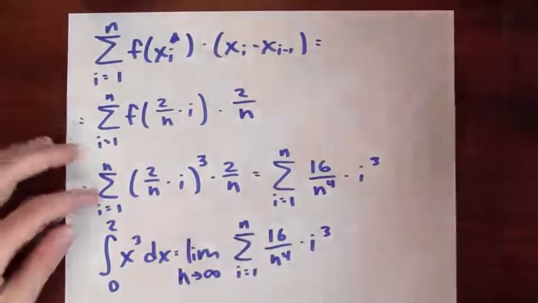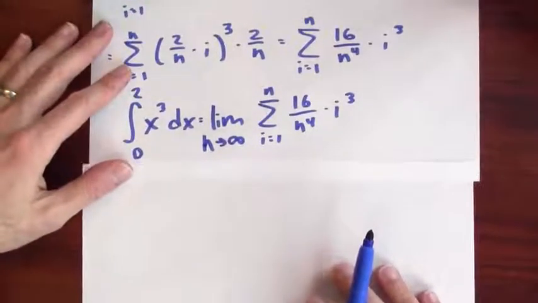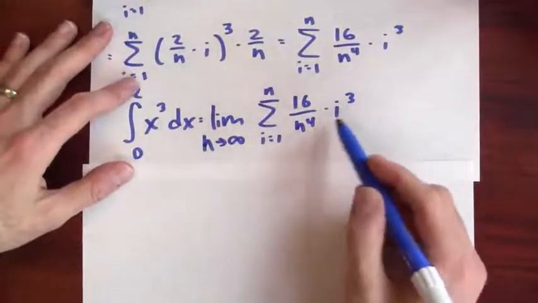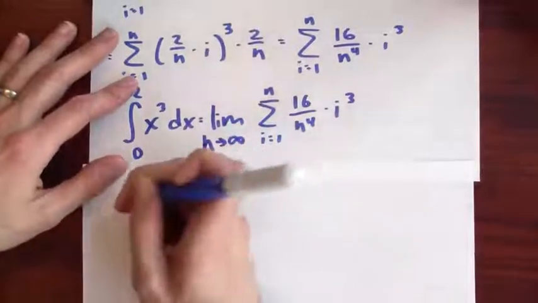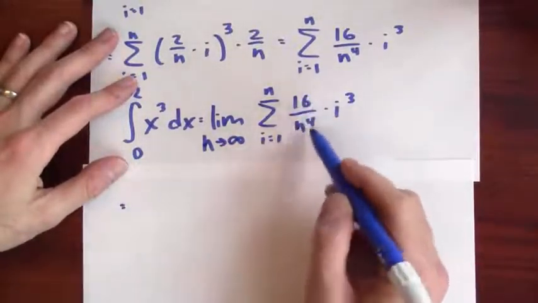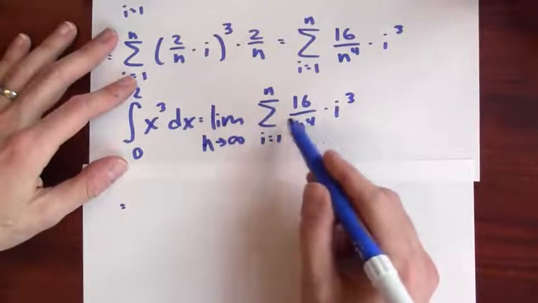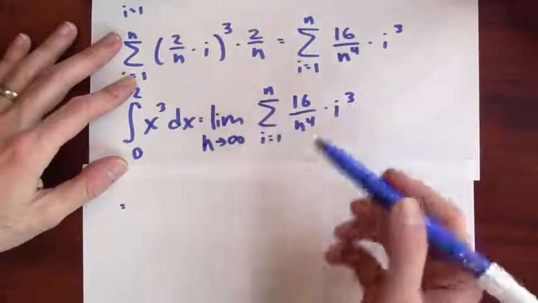Well, let's see if we can do that. The good news here is that I've got a formula for the sum of cubes. So we will pull out that formula in a minute. And I've also got a constant here. 16 over n to the 4th is a constant, it doesn't depend on i at all. So I can factor that out of this sum by distributivity.